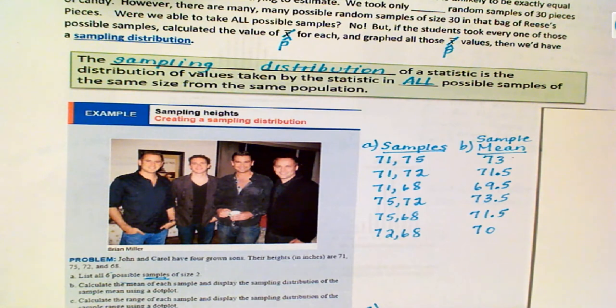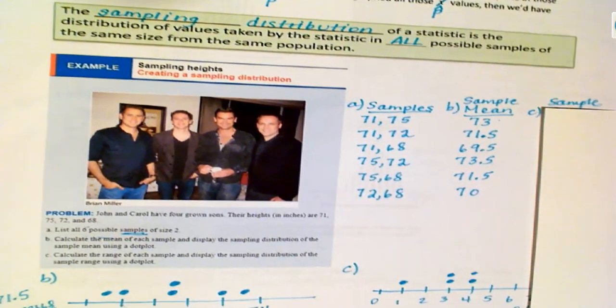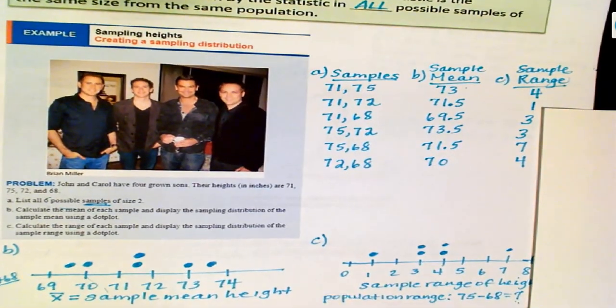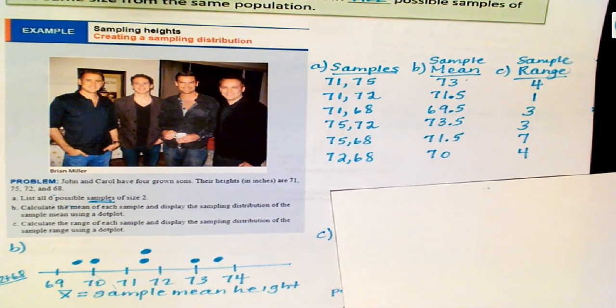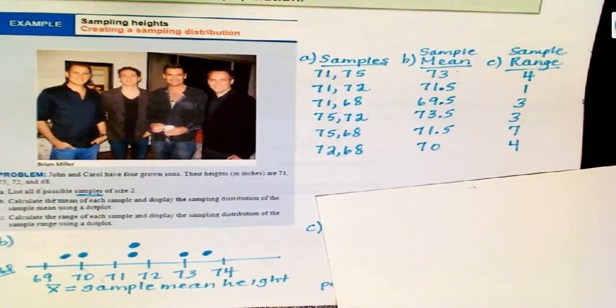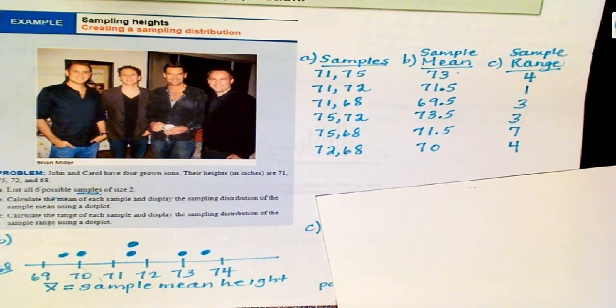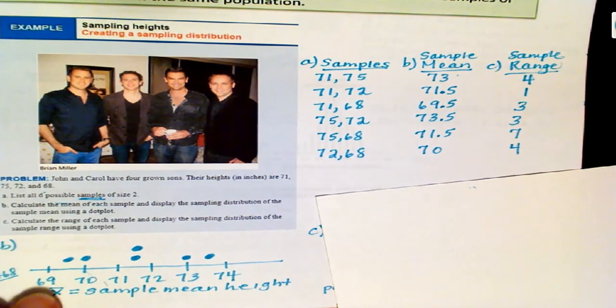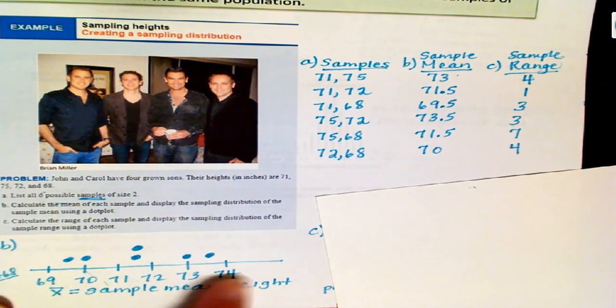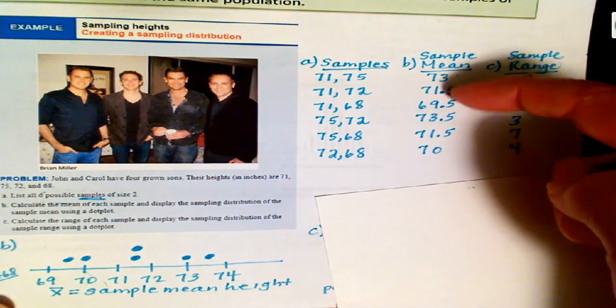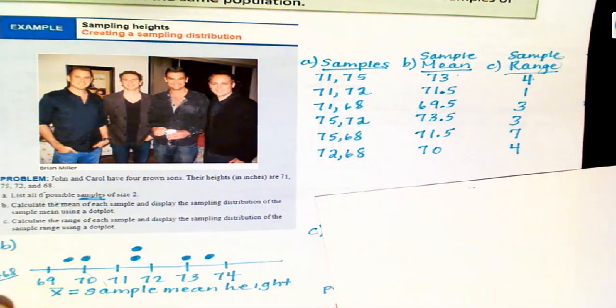So then they also ask us to calculate the mean, to display it on a dot plot. So let's look at the dot plot that I've come up with down here. I just made my dot plot. My values were 69 to 74 because I wanted to make sure I covered all of the means.